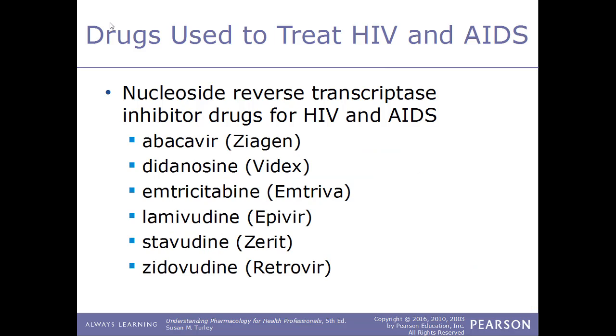Some examples of this type of drug: abacavir, also known by the trade name Ziagen, didanosine, also known by its trade name Videx, emtricitabine, also known by its trade name Emtriva, lamivudine, also known by the trade name Epivir, stavudine, also known by the trade name Zerit, and of course the drug we mentioned already, zidovudine, more commonly known by the trade name Retrovir.